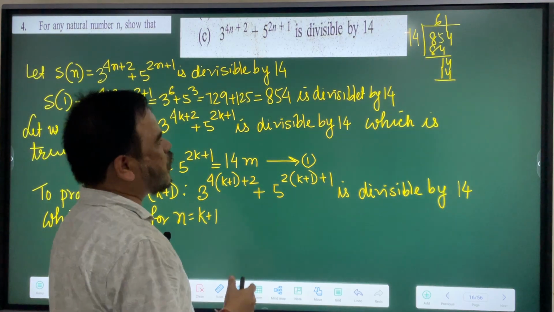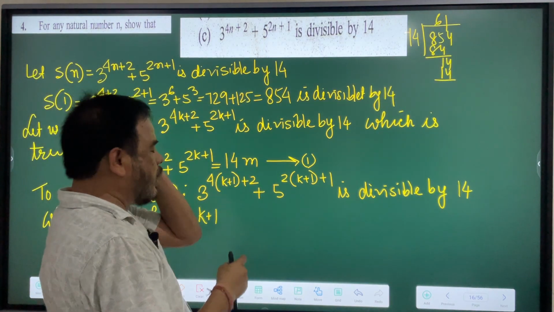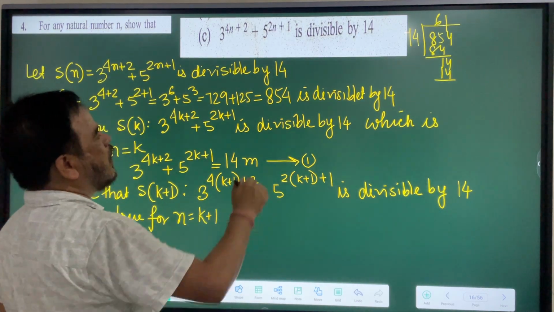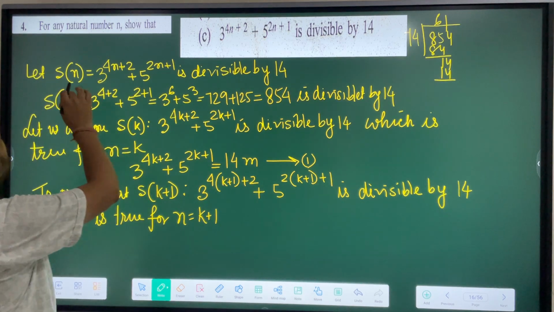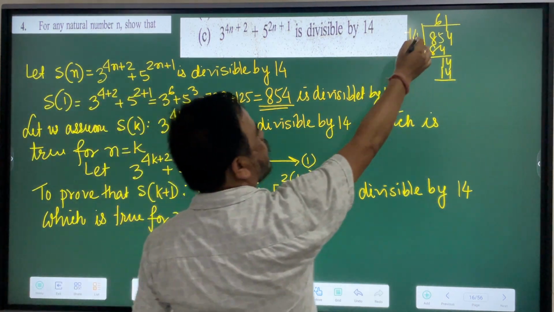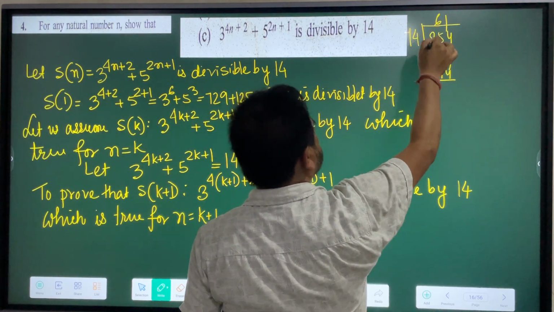Because it takes much time, doing the same thing again and again just takes time. So you can pause the video, note it down and understand this one. By putting n equals 1, we have got 854. 854 is divisible by 14 because I have shown here, 14 into 61 is 854.